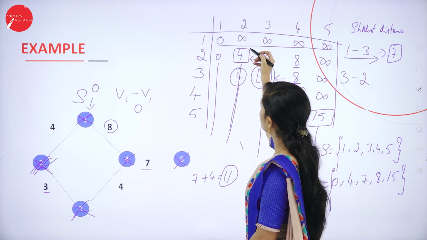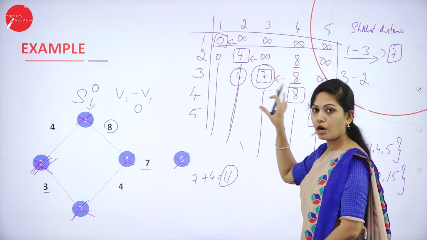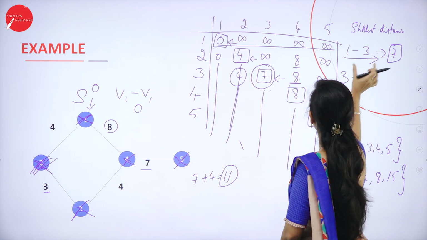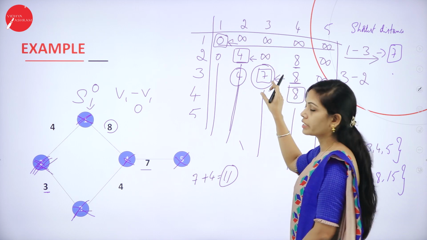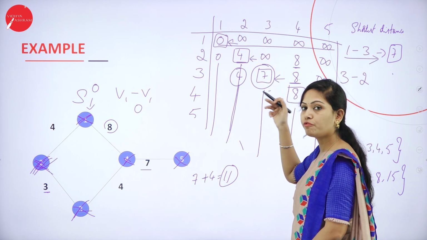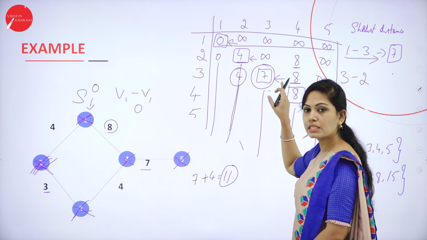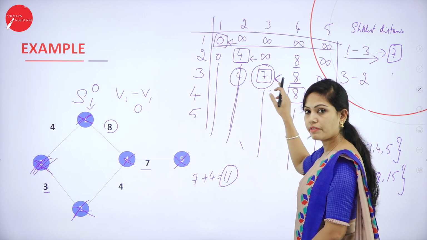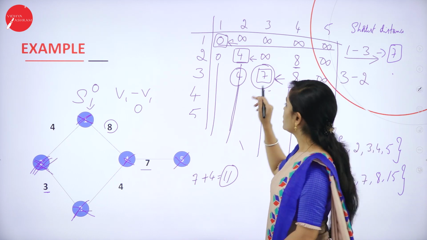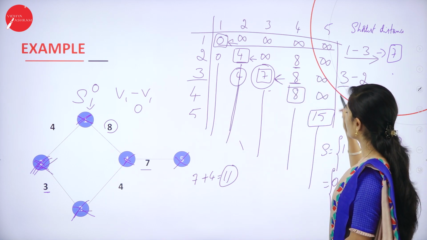So the previous position, the least value is 0. Clear? Now I am finding the shortest path. Shortest distance is 1 to 3. If you want to travel from 1 to 3, shortest distance is 7. Now I have to find the shortest path. And now I will take this as a consideration. 7 is a consideration. So now 7 comes under path 3. 7 comes under vertex 3.